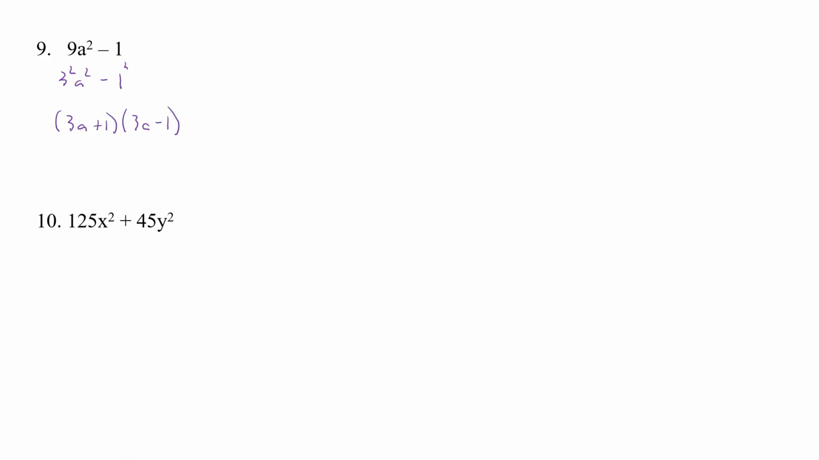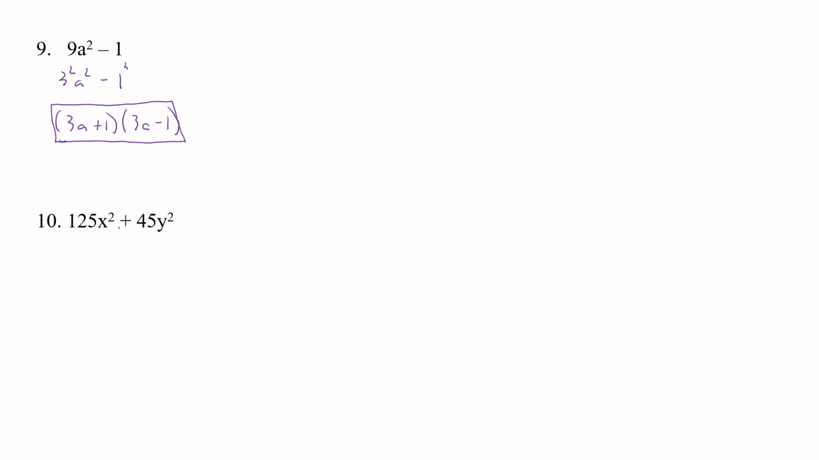Now, if we want to check, 3a times 3a is 9a squared. Then we have 3a times a minus 1 is a minus 3a. And 1 times 3a is plus 3a. So those cancel. And then 1 times a minus 1 is minus 1. And so that is going directly as a difference of squares.